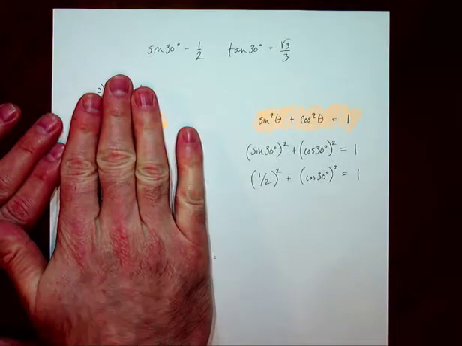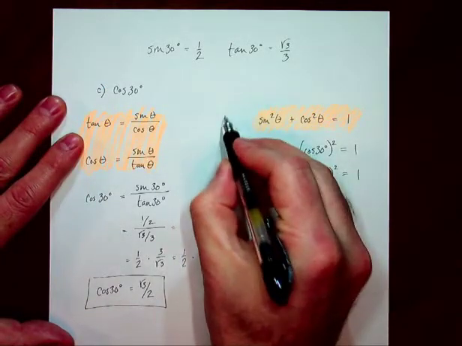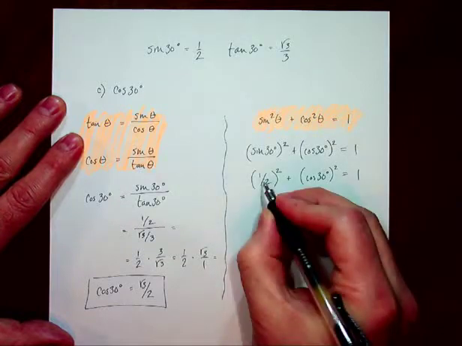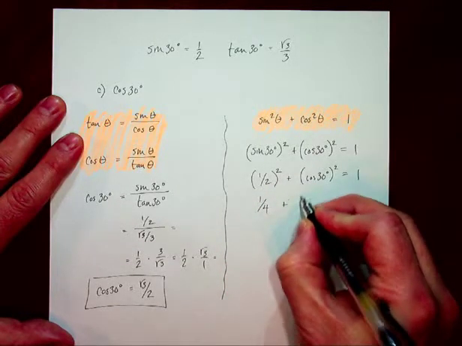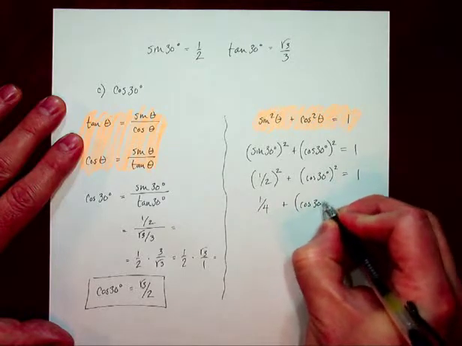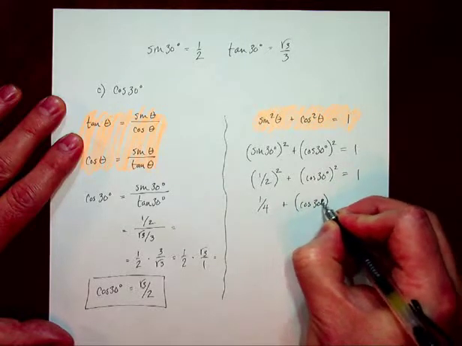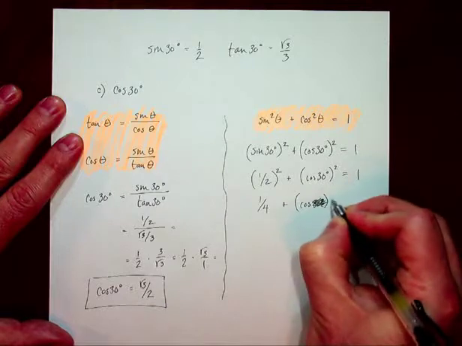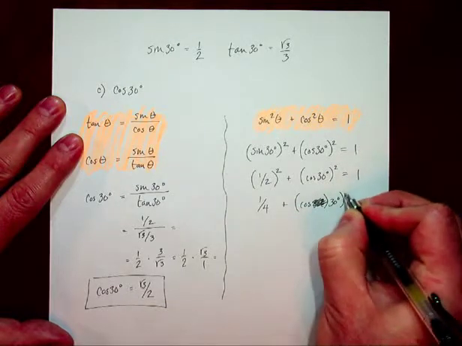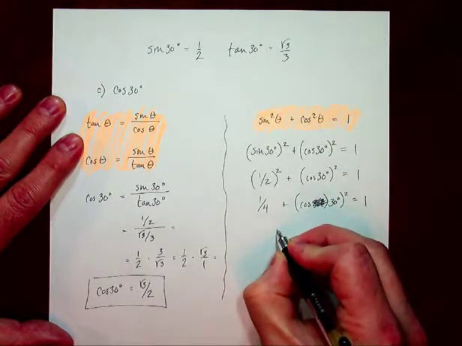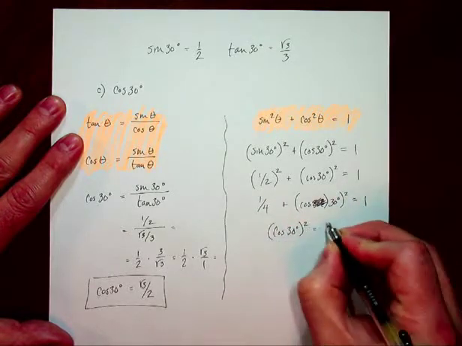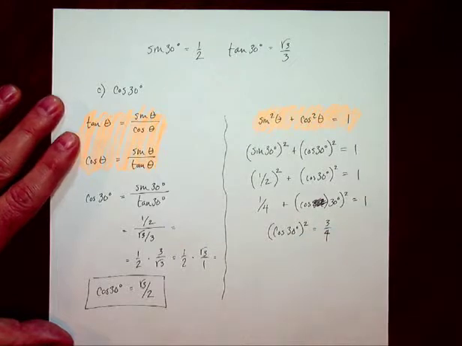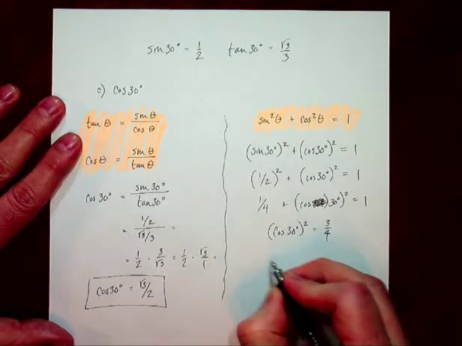Okay? Like I said, I want to do it more than one way. Now, 1/2 squared is 1/4. Okay? And we get cosine of 30 degrees, sorry, that's terrible right there. Cosine of 30 degrees squared is equal to 3/4 when I subtract 1/4 from both sides.